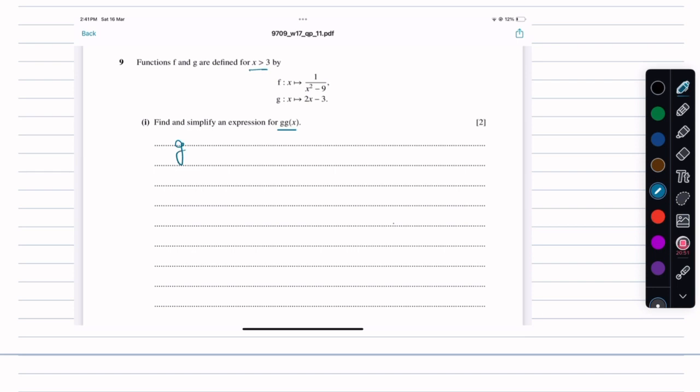We know that the function g of x is given as 2x minus 3. So to get g squared, which can also be written as ggx, just in place of x, I will be substituting the function again, so that I can see that this is 4x minus 6 and a minus 3, and this answer has to be 4x minus 9. So this is what your g squared needs to be.